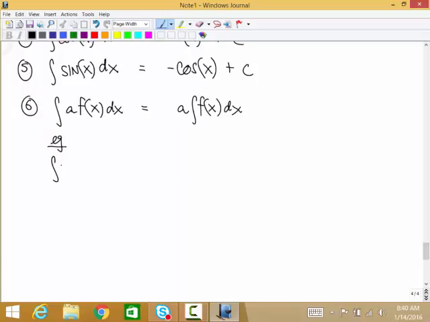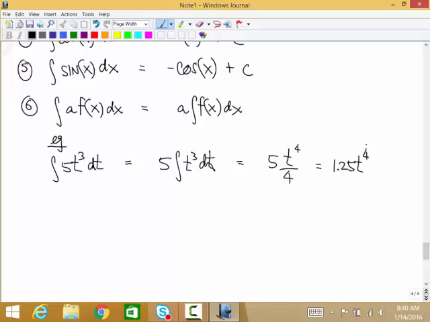So in other words, the integral of 5t cubed dt is equal to 5 times the integral of t cubed dt. And that's 5 times t to the fourth over 4, which is 1.25 t to the fourth, plus c.